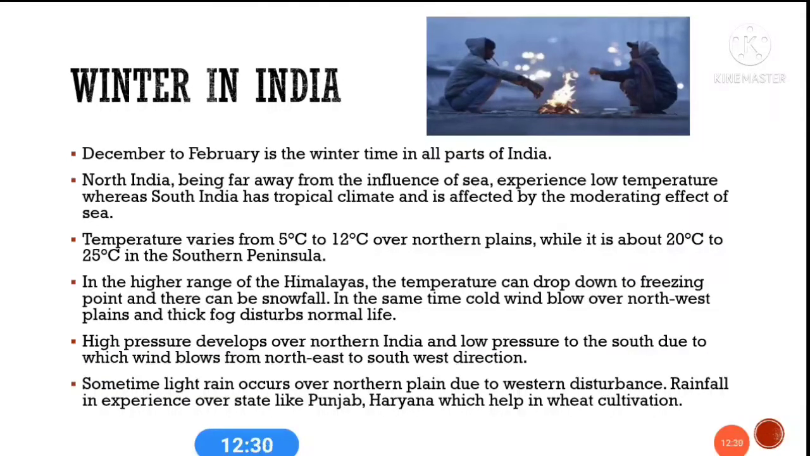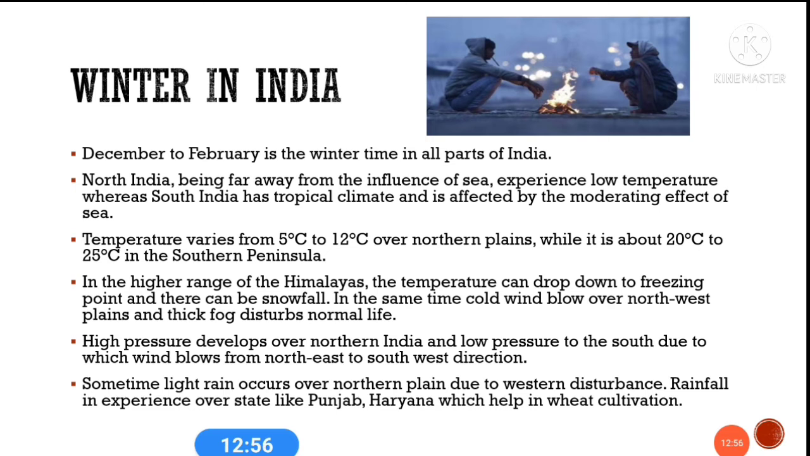So there will be high pressure in the northern plains of India and low pressure in the southern part of India, because the southern part is still warm. Due to this, wind will blow from high pressure to low pressure, from the northeast to the southwest direction. Sometimes a little rain occurs over the northern plains. This is due to western disturbances.